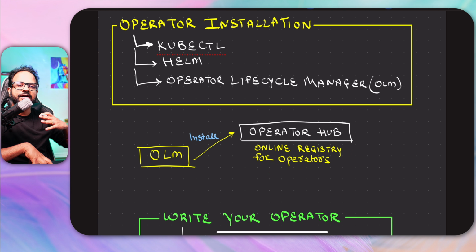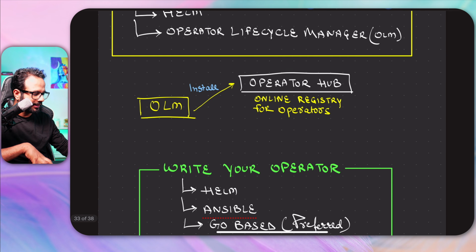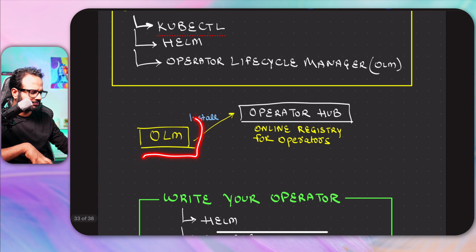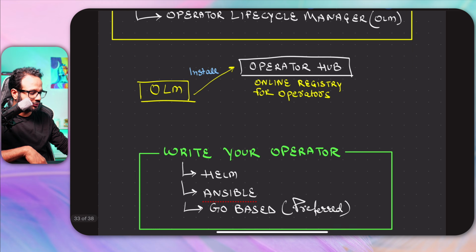Like we have Docker Hub for your Docker images, right? We have artifact registry. We have several other repositories for different purposes. Similarly, we have Operator Hub for operators specifically. So you install OLM, and then using OLM you can install any operator from the Operator Hub. It's pretty simple and straightforward. I will show you that.